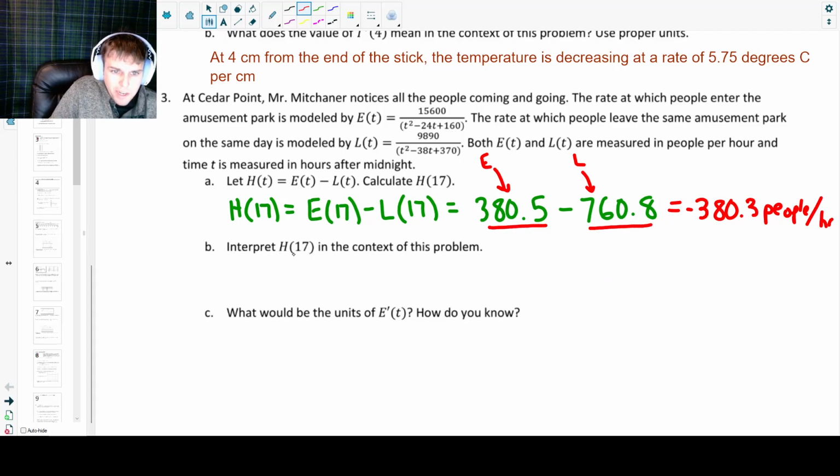Okay, interpret h of 17 in the context of this problem. I've already sort of done this, but let's formalize this a little bit more.